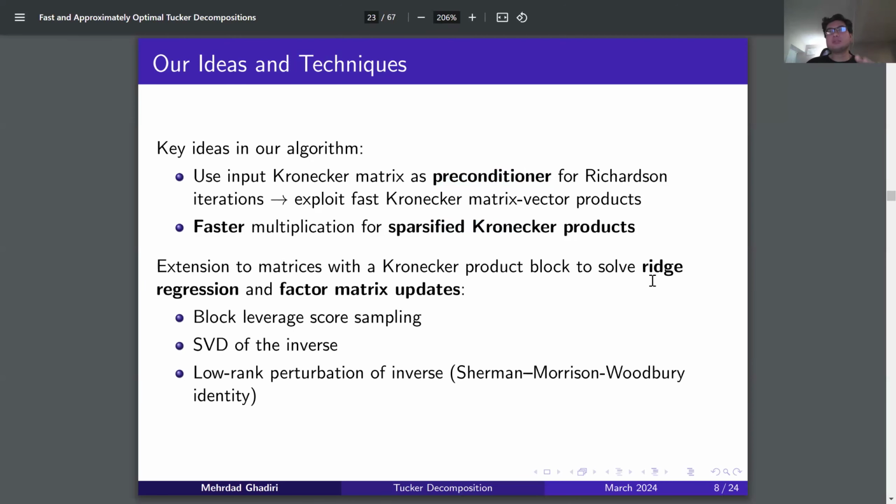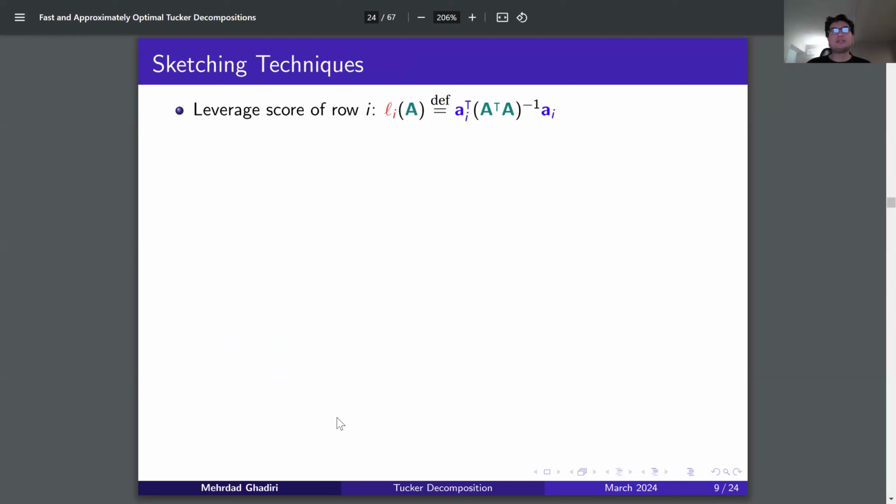To go from the simple case to ridge regression or factor matrix updates, we need a bunch of other stuff. We need to look at block leverage score sampling. We need to look at the SVD of the inverse of Kronecker products. And we need to look at low rank perturbation of inverses. I'm not going to explain these, but you need these to get to more general cases.